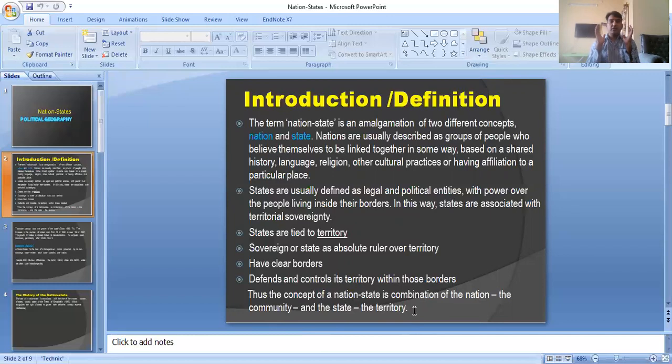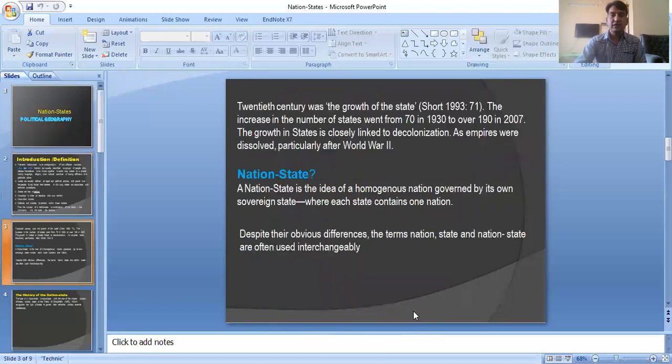The term nation state is a combination of two words: the nation, which is the community or the people, and the state, the territory or the land. The 20th century was the growth of the state. States started to flourish in the 20th century. The number of states went from 17 in 1930 to over 190 in 2007, so they increased greatly in number.